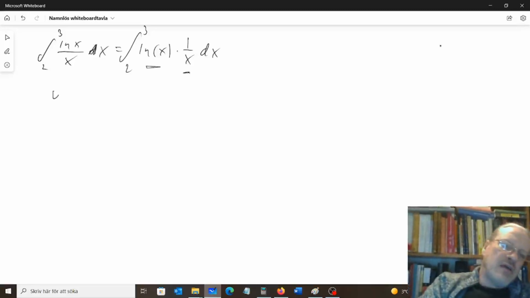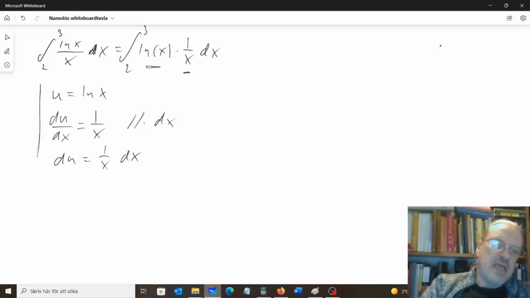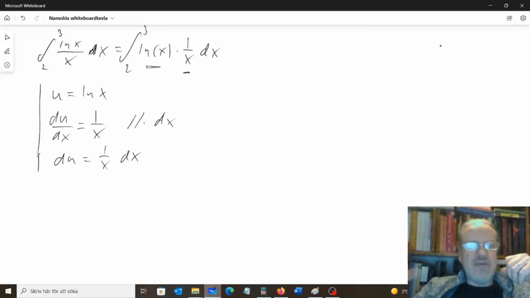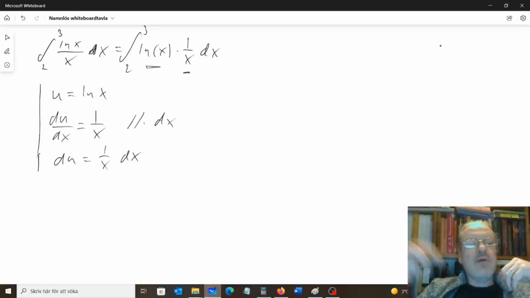So we say u equals ln of x. That means that du/dx equals 1 over x. Multiply the dx up, and we have that du equals 1 over x dx. And now we essentially have everything we need for the substitution. We will look at how to work with the upper and lower bounds, 2 and 3. There are two ways to go about this, but we will start with one way that I think is usually the easier way, and then we'll look at how it's usually done.